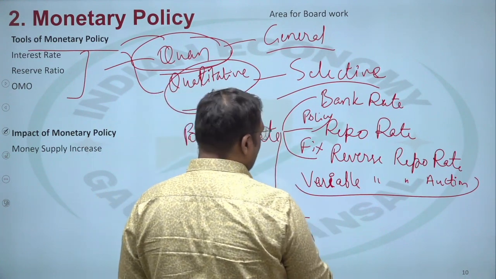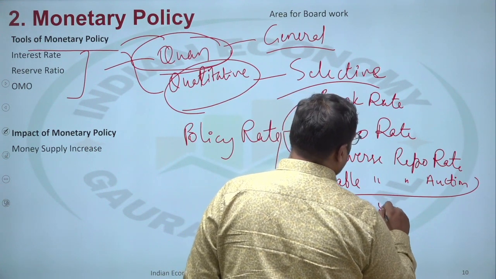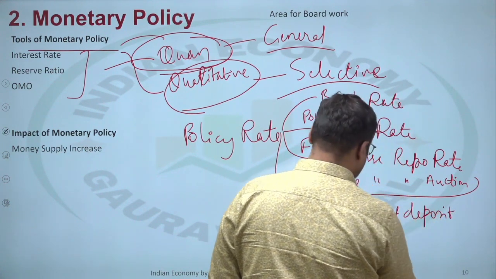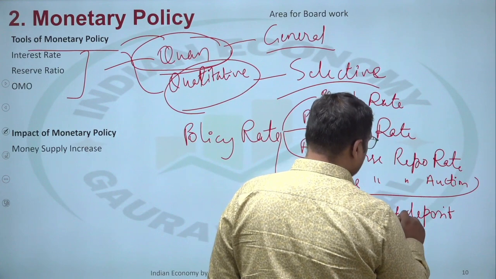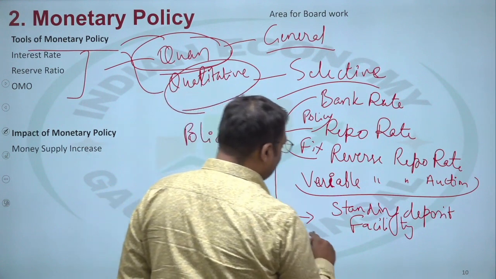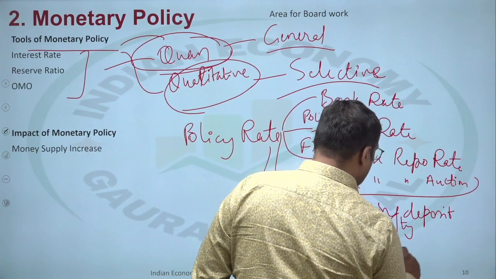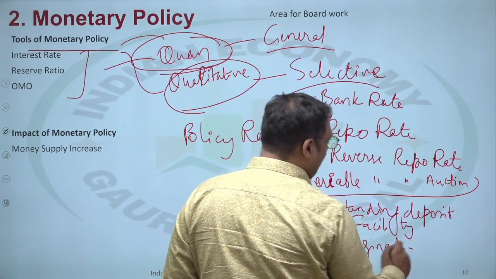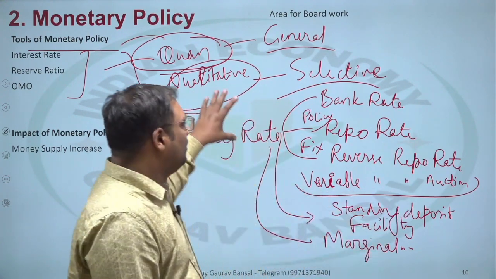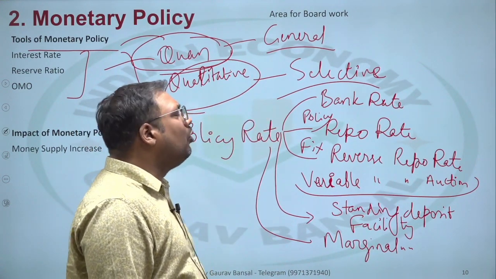Then we also have something called the standing deposit facility. This is introduced very recently, so it is a new concept here. And we also have MSF, the marginal standing facility. And this becomes very, very important now because there is a change. There is introduction of new entities here. So in our policy rates system, we used to have a four-fold division. Now there are more systems here.